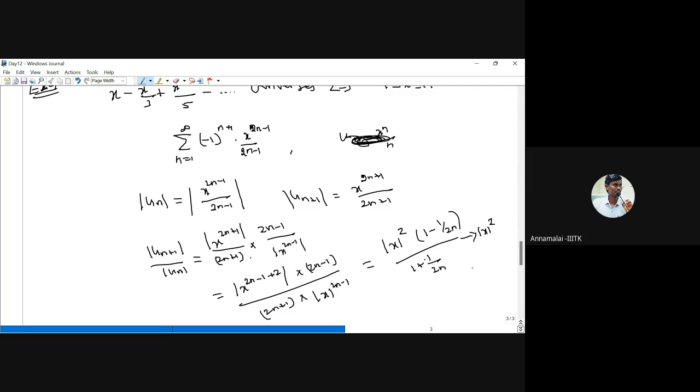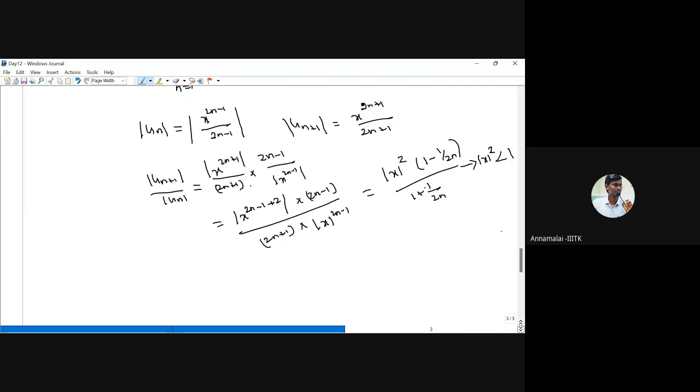Right? So it is given that it converges. Therefore, it should be less than 1. Since mod x square is less than 1, therefore mod x is also less than 1, because mod x is a positive number. Okay. Since mod x is less than 1, therefore we can write -1 strictly less than x strictly less than 1. But we have to show that even if we take x equal to 1 or x equal to -1, that series also converges.